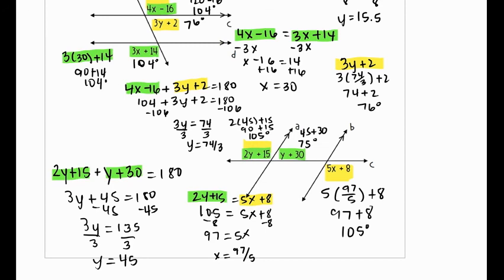Well, I know that the 2y plus 15 is already 105, so I set it equal to 105, solve for x, and I get x equals 97 fifths. When I go ahead and evaluate that in the yellow angle, 5 times x, which is 97 fifths, plus 8 gets me that angle of 105, which is congruent to its alternate exterior as it should have been.